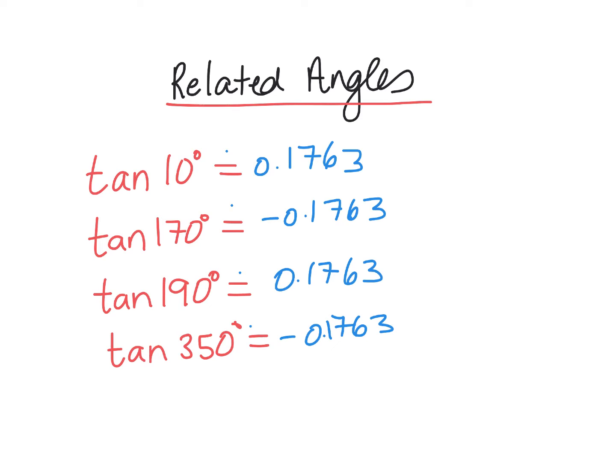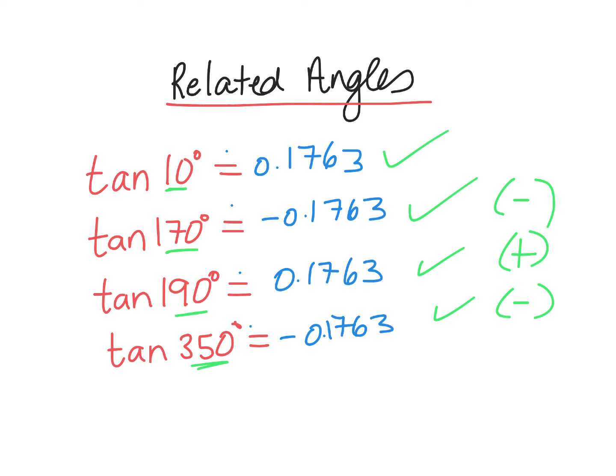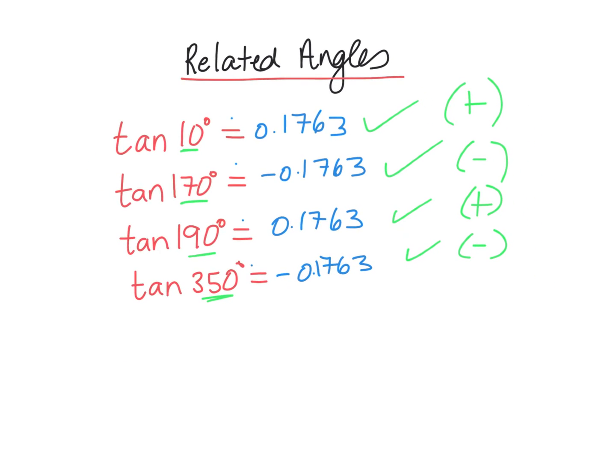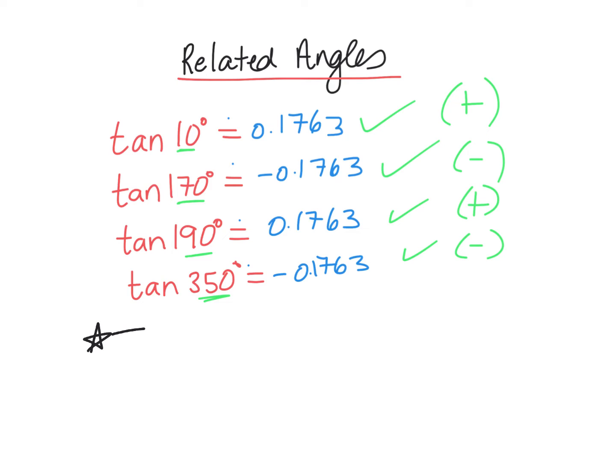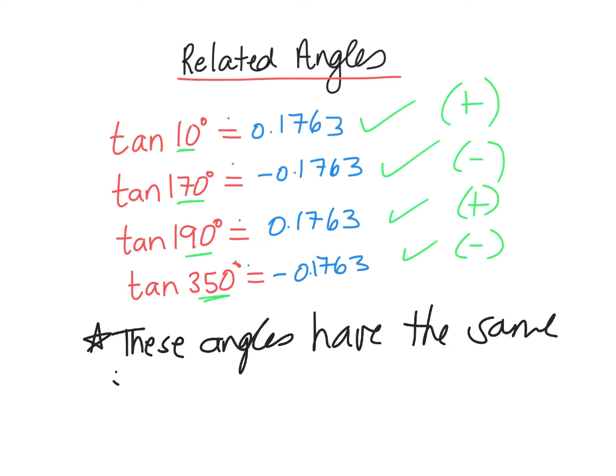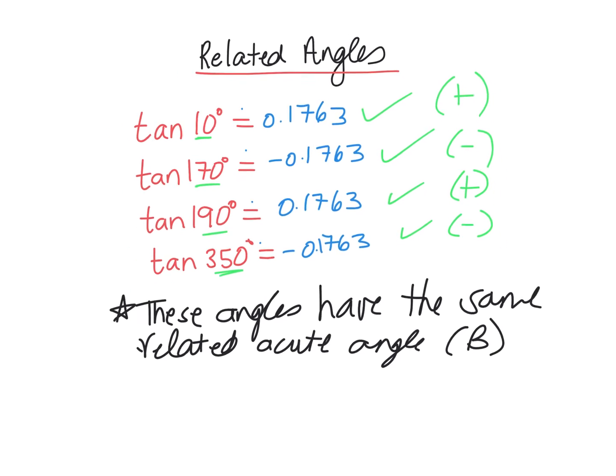So my first question to you is, would you be able to explain to somebody why it's not surprising that for these 4 angles, we got the same trig ratio value, except these 2 were negative and these 2 were positive? Hopefully what you would explain is that these 4 angles are related angles. What makes them related is that they have the same related acute angle. And remember, a related acute angle is what we refer to as beta. So let's see what we mean.